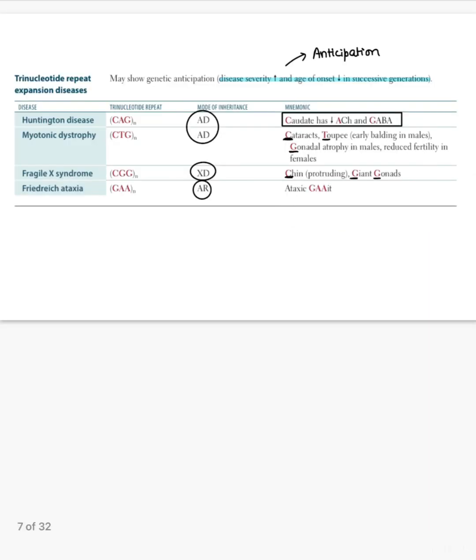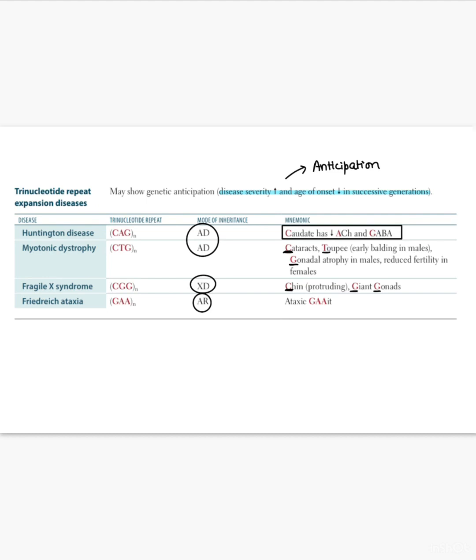Now coming on to trinucleotide repeat disorders. What happens? They show anticipation, that is, disease severity increases and age of onset decreases in successive generations. This is anticipation, which has been asked in a PYQ. Now coming on to some disorders that show this. One was myotonic dystrophy, the Christmas tree cataract one, which is CTG. Myotonic has a T, and this CTG has a T.